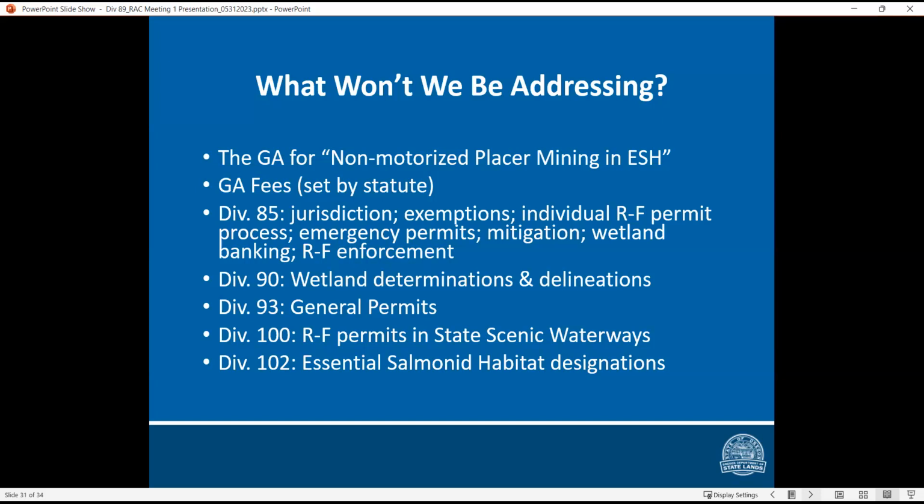Division 90, we just finished a rulemaking effort for that, wetland determinations and delineation. So this group will not be dealing with that. We'll not be dealing with Division 93, general permits. I talked a bit about those. That's our 40-day permit process. Division 100, removal fill permits and state scenic waterways, off the table. And finally, Division 102, which talks all about how do we officially designate essential salmon habitat waterways and how do we adopt those maps. That is done by a separate rulemaking effort.